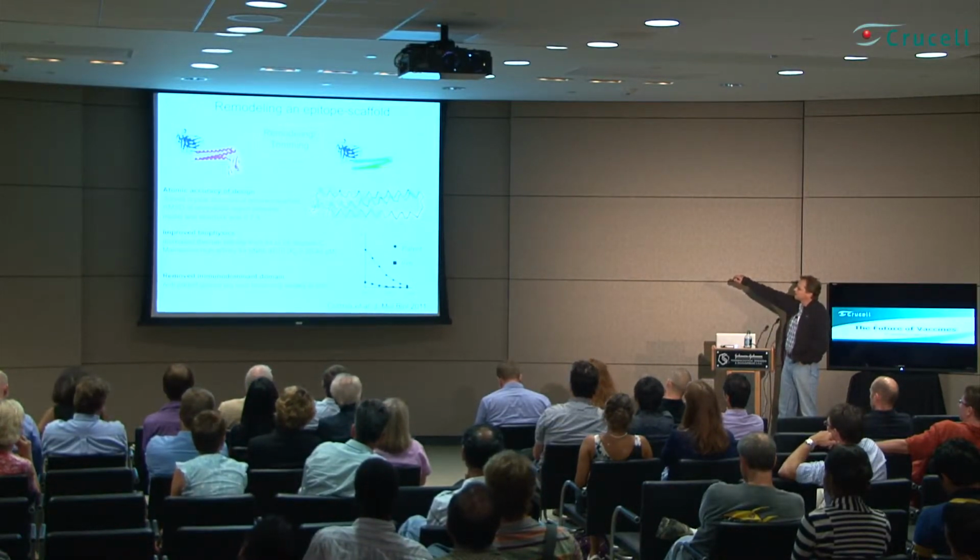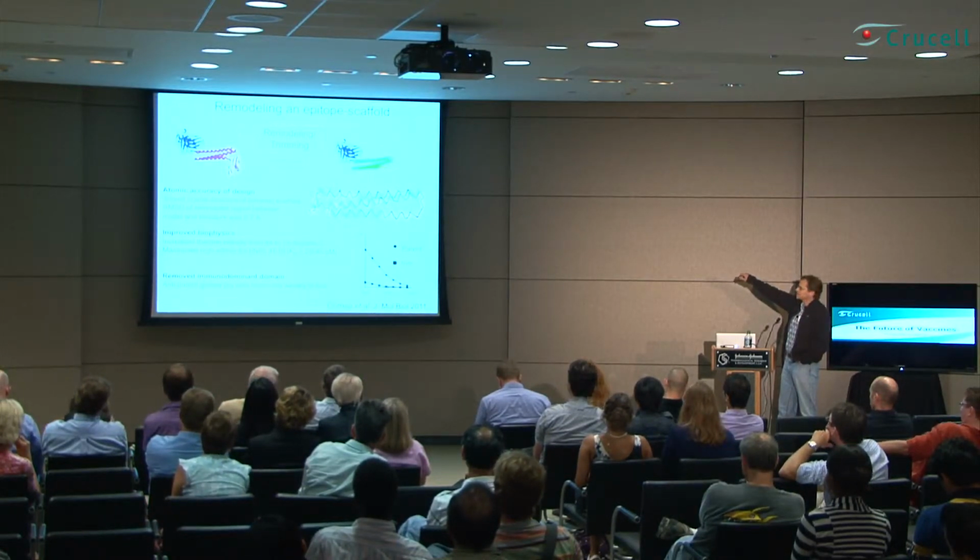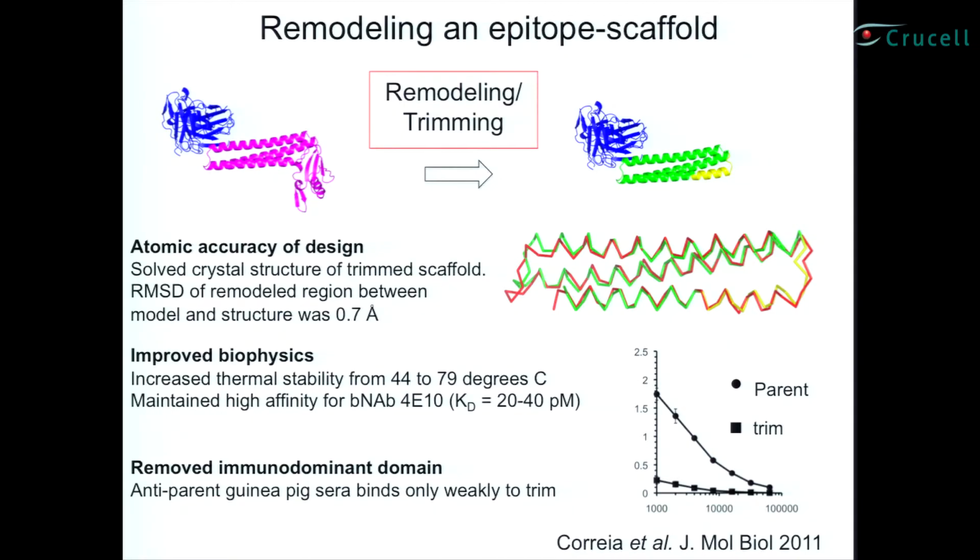But I can tell you that we solved the crystal structure of our TRIM, and it agreed basically exactly with the design. The trimmed proteins had much better thermal stability compared to the parent. The melting temperature went from 44 to 79 degrees, which probably is a useful thing in a vaccine generally. So that's an example of where structure-based manipulation, even if it's not directly improving immunogenicity per se, if you can avoid the cold chain, or this may indirectly improve immunogenicity by making it more stable. And it maintained very high affinity for 4E10.